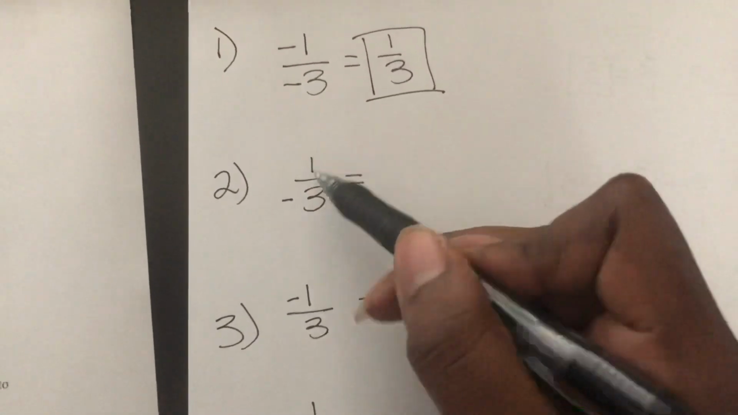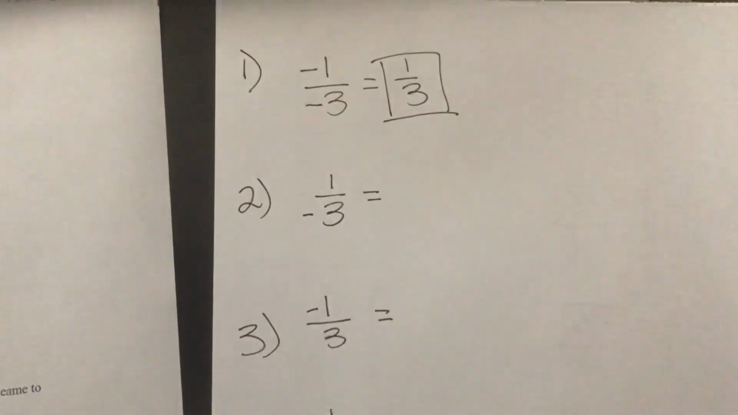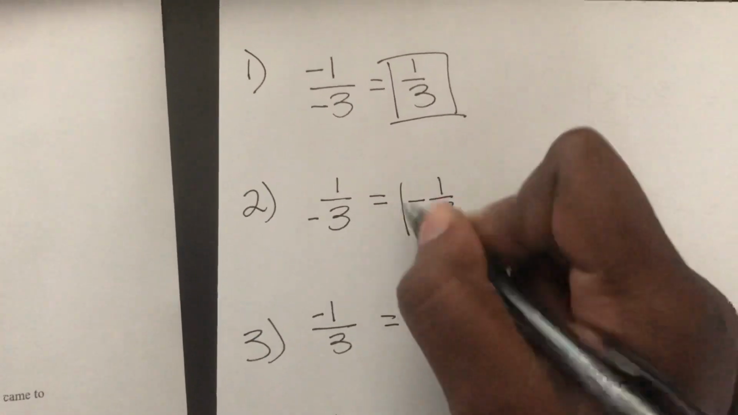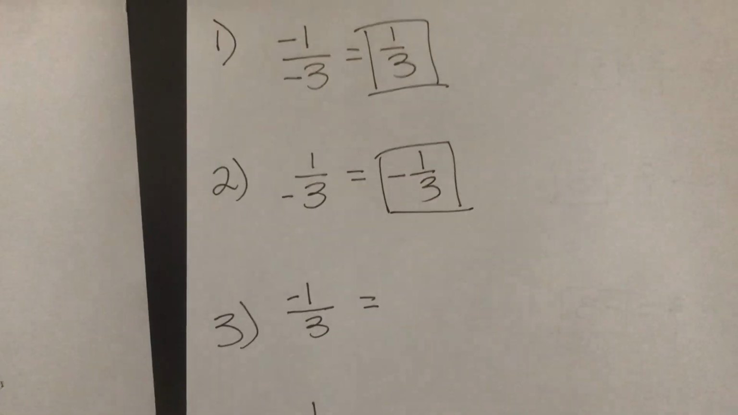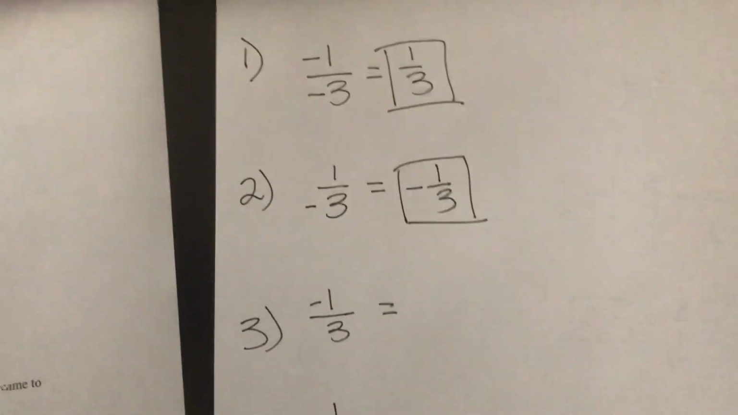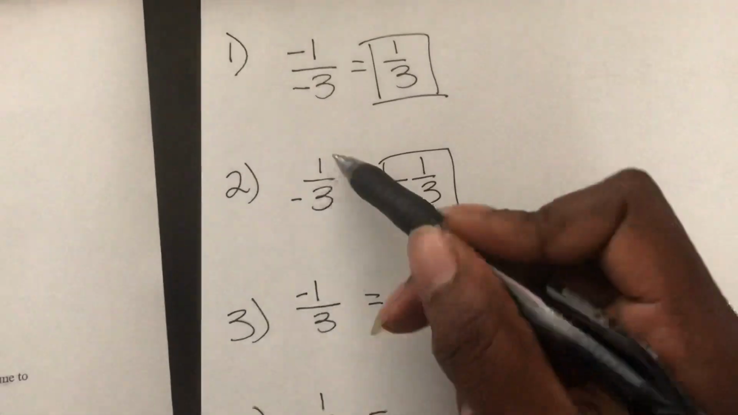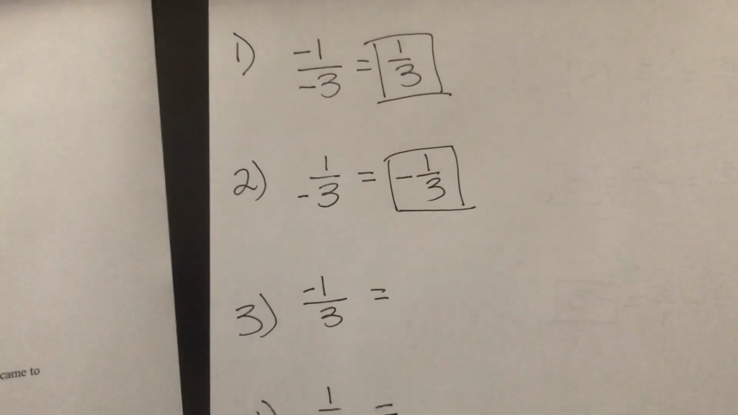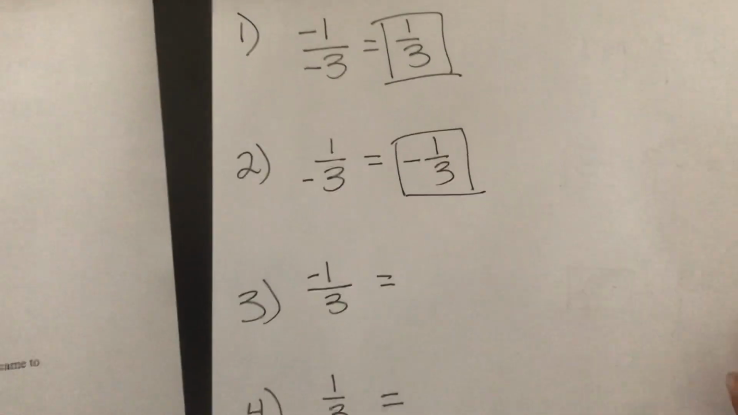All right, what about here? We've got a positive divided by a negative. Okay, that's going to turn the fraction into a negative fraction because one of those is negative. And that's just our dividing with integers rules that we're applying right here.